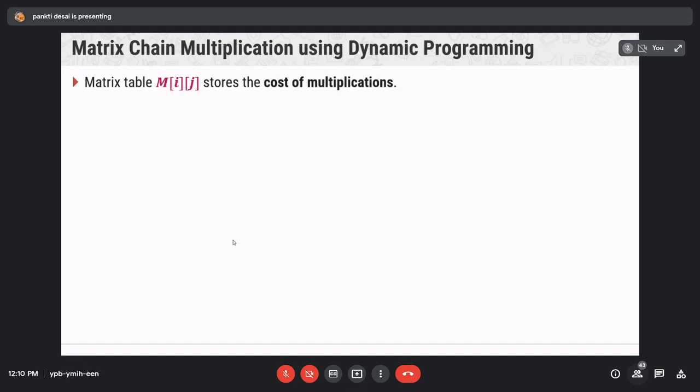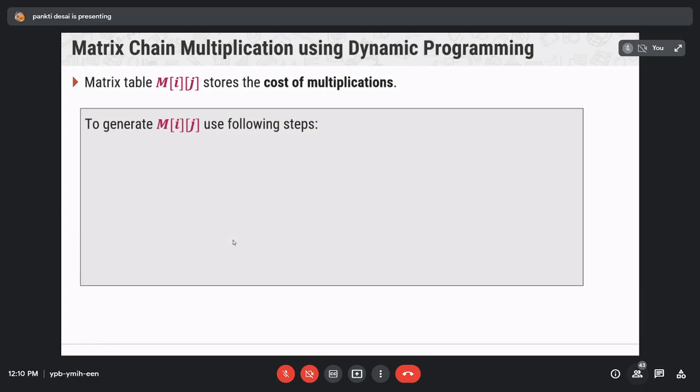Then the second step is the recursive solution, the third step is to compute the optimal cost, and this will give you the final answer. So consider a matrix Mij, which is used to store the cost of multiplications. Now, first, you have to use the different steps to generate it.